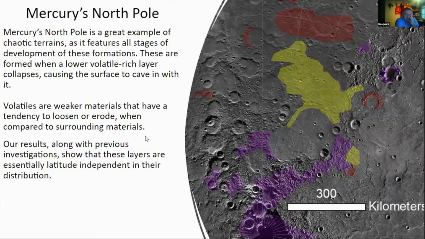Moving on, we did Mercury's North Pole. Mercury's North Pole is a great example of chaotic terrains, as it features all stages of development of these formations. These are formed when a lower volatile-rich layer collapses, causing the surface to cave in with it. Volatiles are those weaker materials that have a tendency to loosen or erode when compared to surrounding materials. Our results, along with previous investigations, showed that these layers are essentially latitude independent in their distribution.